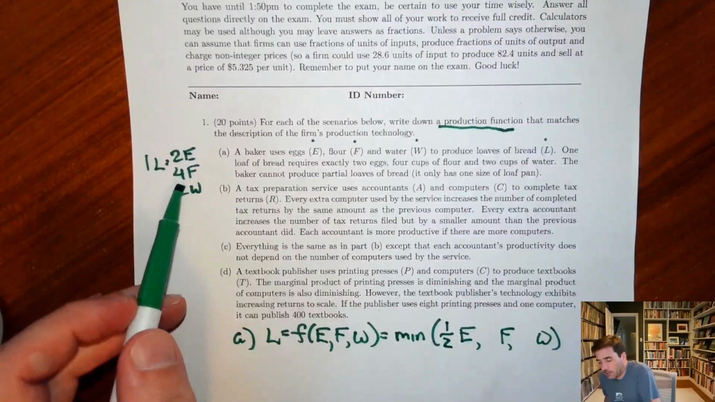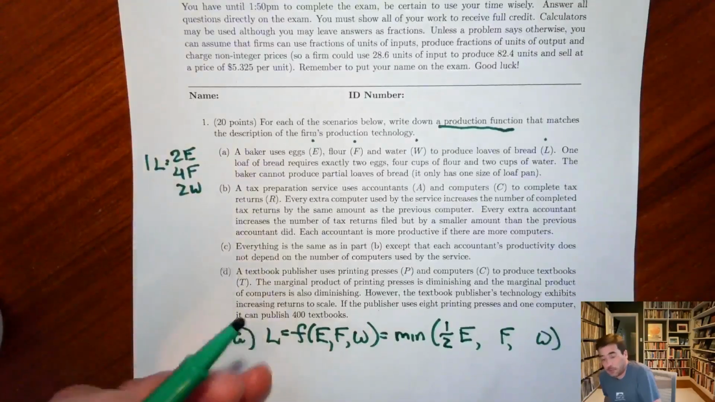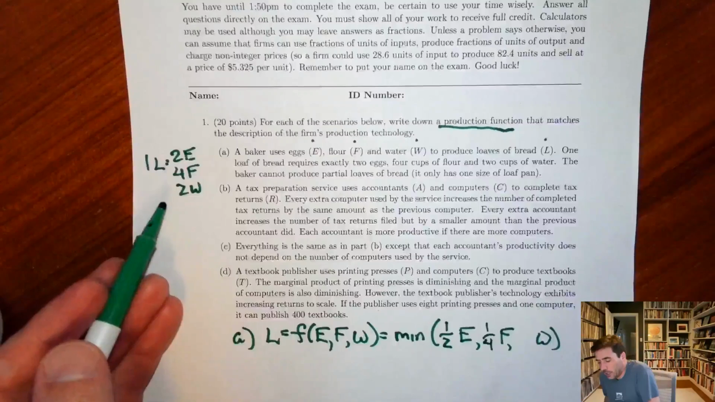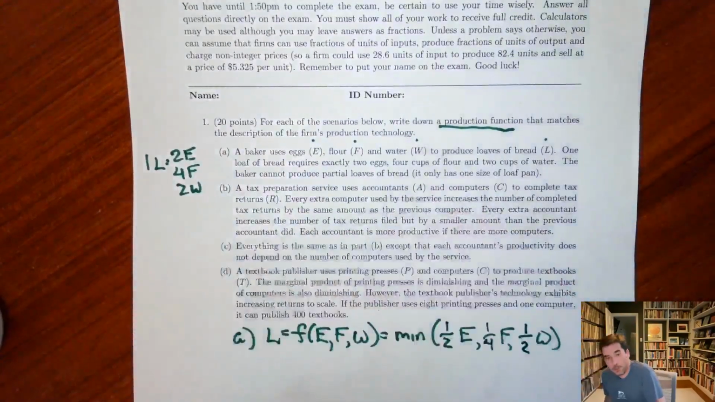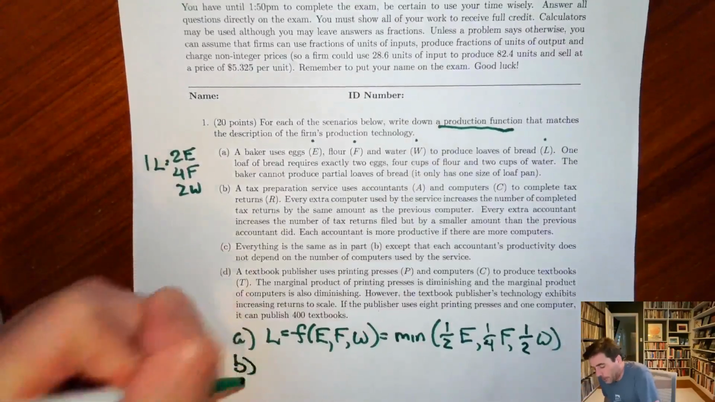Using that same logic, 4 cups of flour. So the most loaves I can bake from a certain number of cups of flour is just 1/4 that number of cups. And then the 2W, I'm going to put a 1/2 in front of W. And so there is my final production function. Let's move on to part B now.